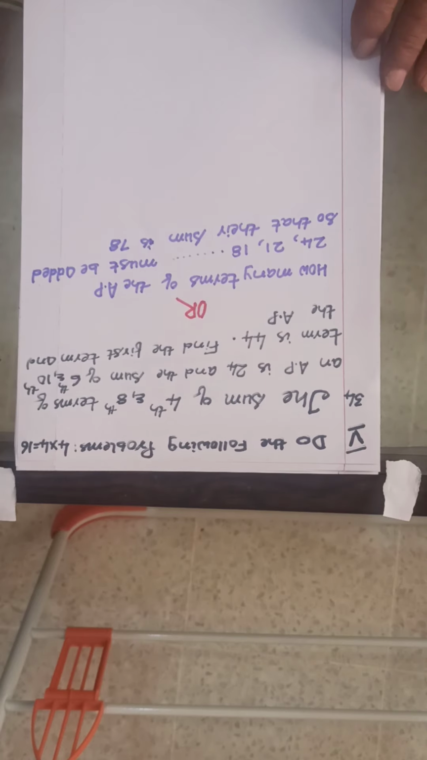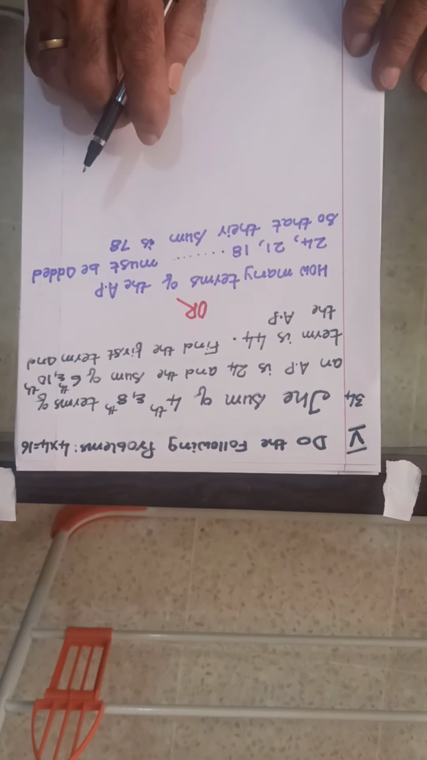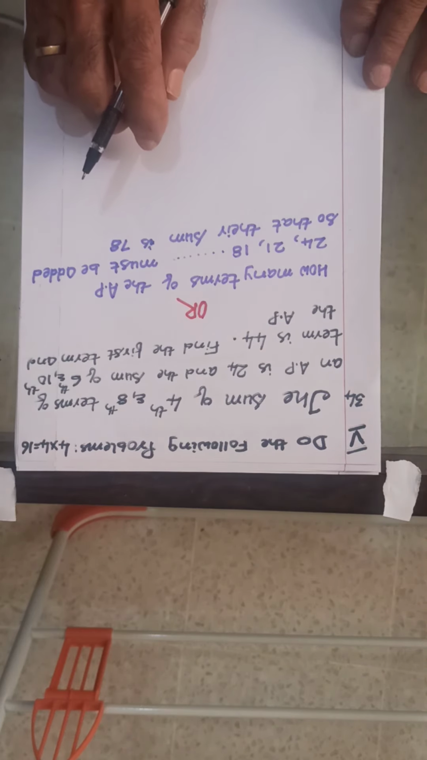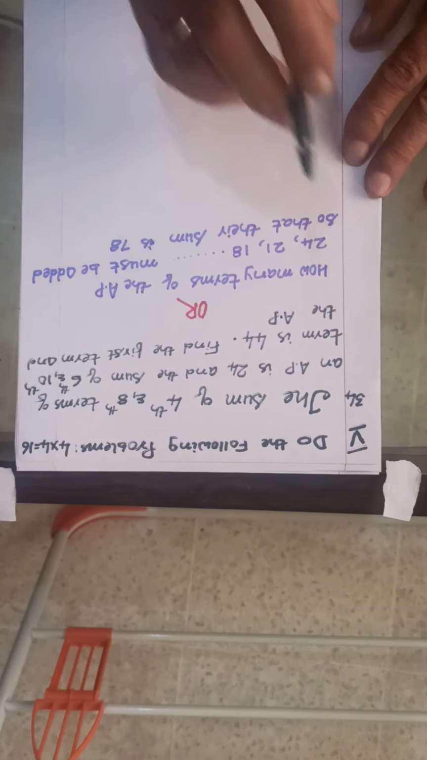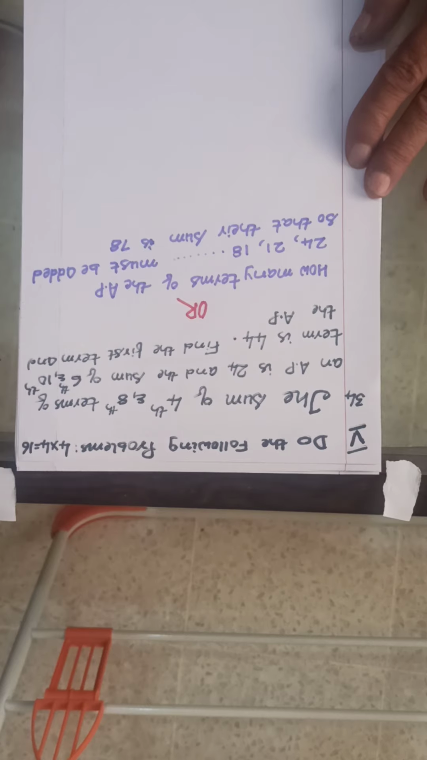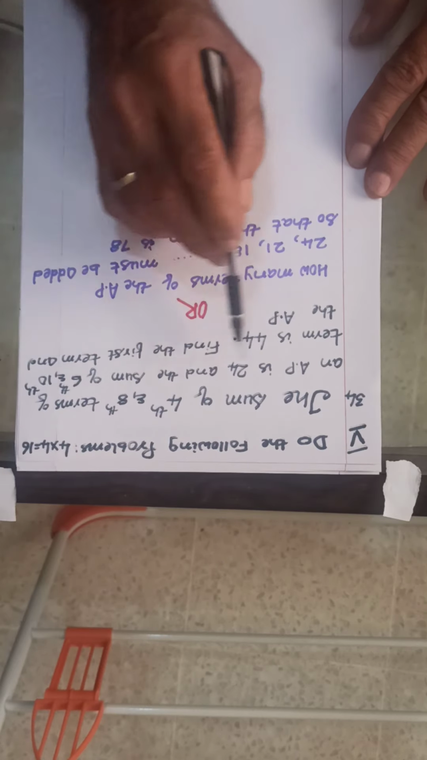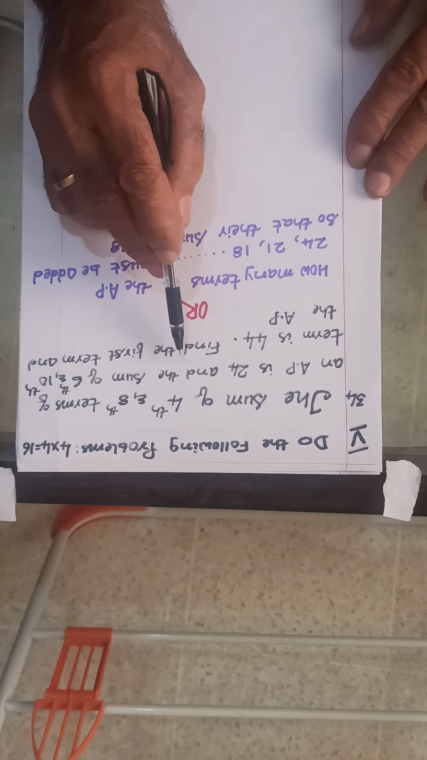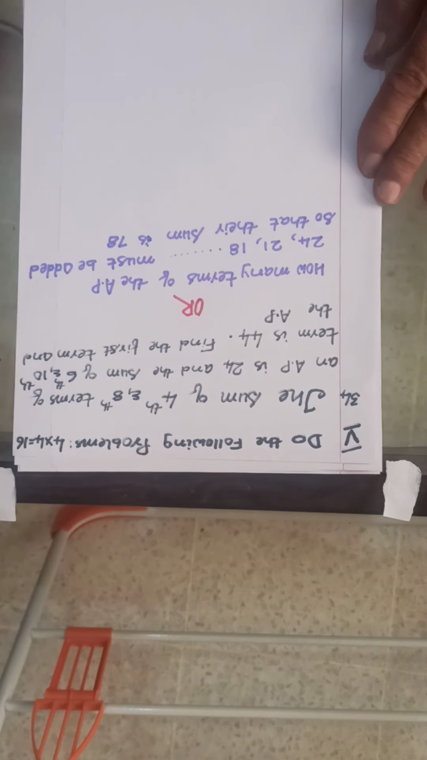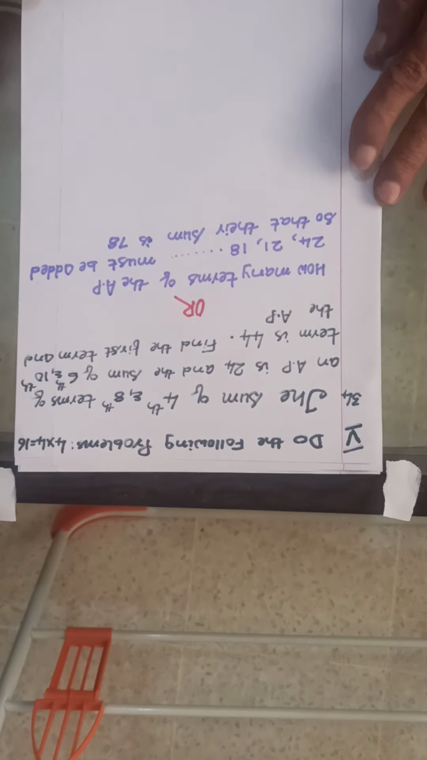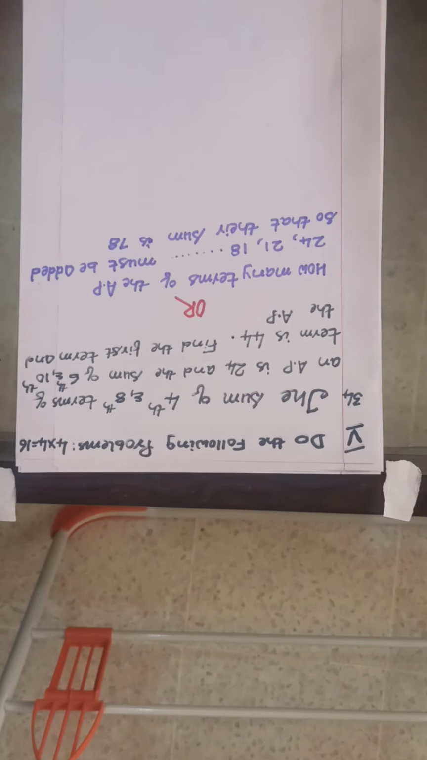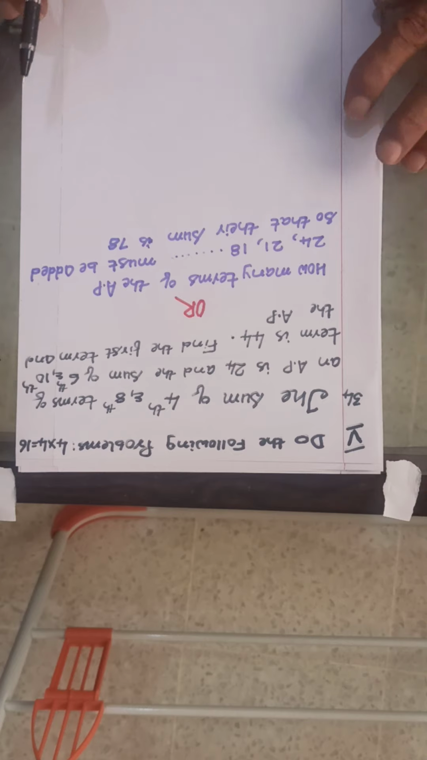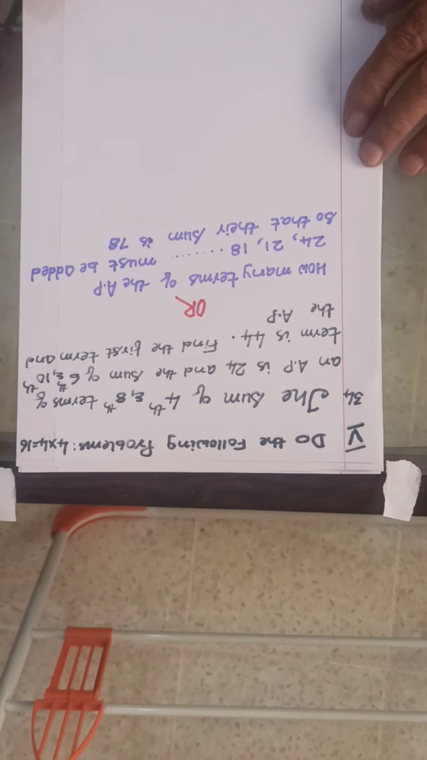Now let me take up the fifth part. This consists of 16 marks, 4 questions, 4 into 4, 16. That is the 34th question. The sum of the 4th and 8th term of an AP is 24 and the sum of the 6th and 10th term is 44. Find the first term and the AP. So this is a very important problem, and this is very easy also.